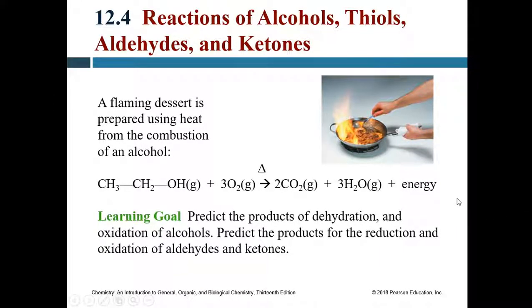12.4 Reactions of alcohols, thiols, aldehydes, and ketones. Here, a flaming dessert is prepared using heat from the combustion of an alcohol. In a typical combustion reaction, we have our carbon, and when we have heat and oxygen, our products are CO2 and water plus energy, like what we've learned in previous chapters about combustion reactions. Here's an application with our ethanol.